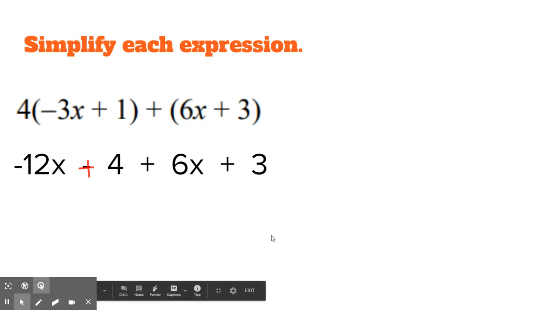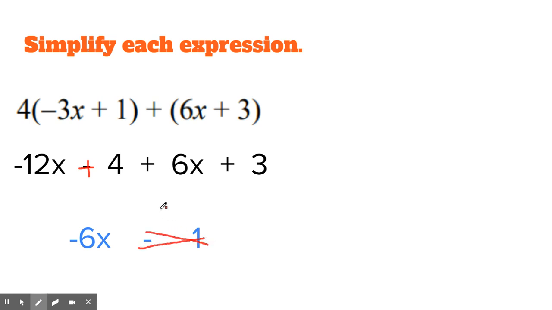There we go. It's going to be negative 6x, which is correct. I got minus 1. And the fact is that should be plus 7. That should be plus 7.